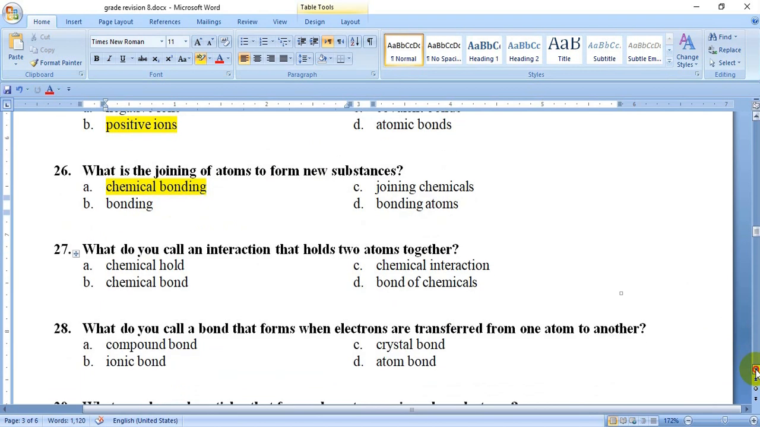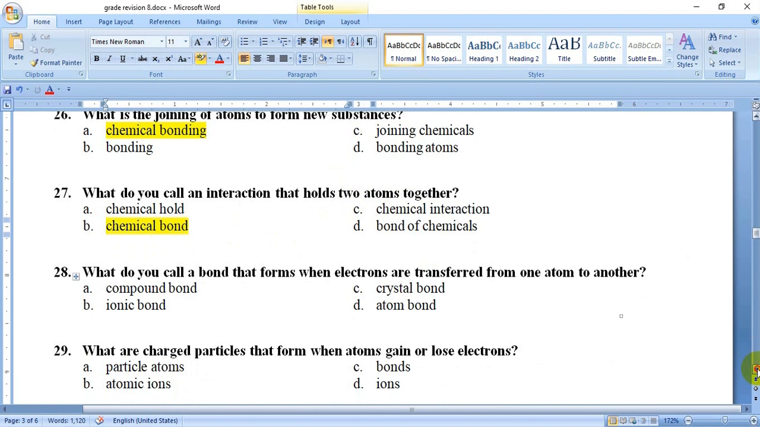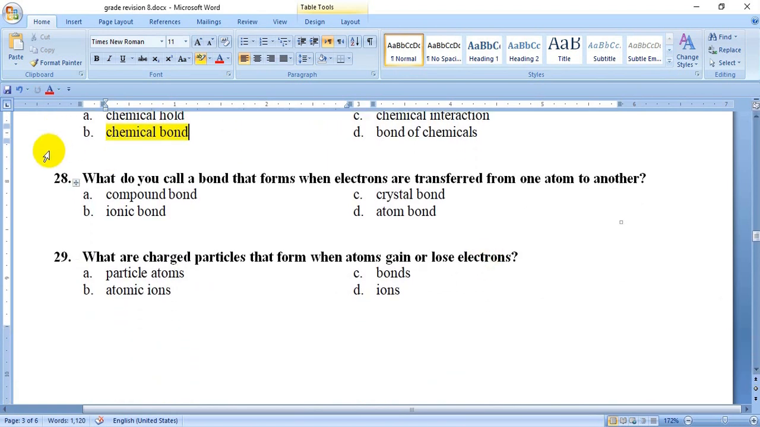27. What do you call an interaction that holds two atoms together? Atoms bond together, or have an interaction between each other, because of a chemical bond. The chemical bond is an interaction between two or more atoms. Question 28. What do you call a bond that forms when electrons are transferred? We call this ionic bonds.